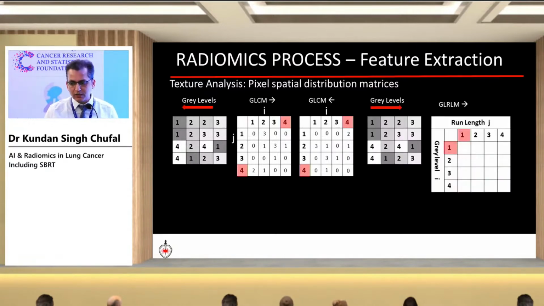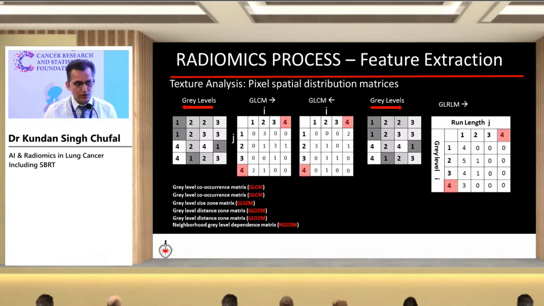In the same way, this is a gray level run length matrix. I is the gray level and J is the run length. For run length of 1, we have 4. For run length of 2, we have 1. In the same way we go in the X and Y directions, get the matrix, and collect these data. These are the textural level radiomics features which we collect in our patients.